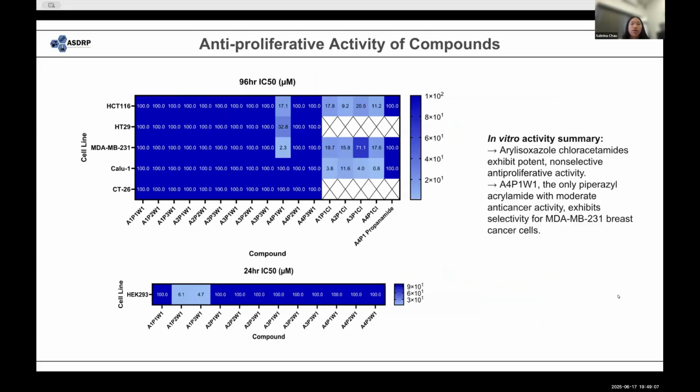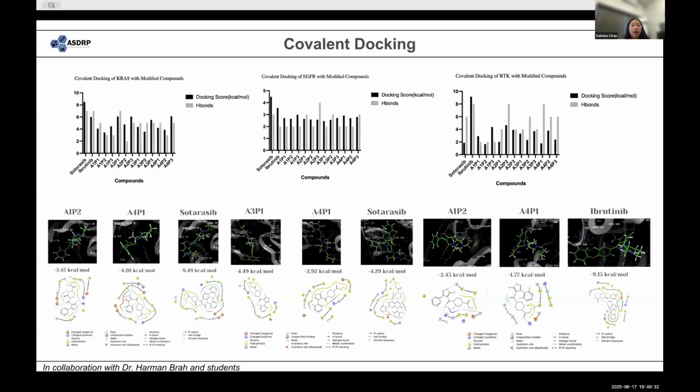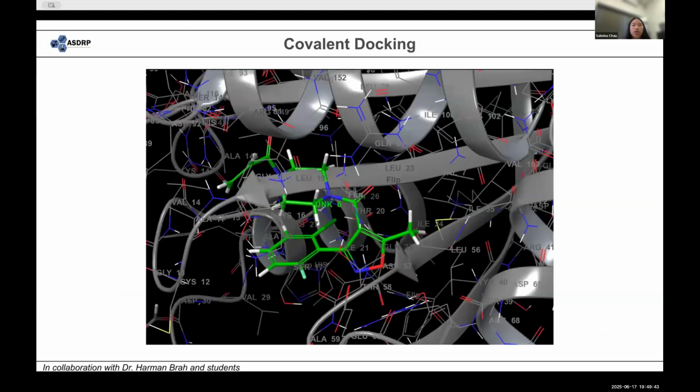So this is our heat map that summarizes all of our biodata, and here you can see that the aryl-isoxazole chloroacetamides exhibit potent, non-selective, anti-proliferative activity, and A4P1W1 exhibits selectivity for 231 cells. We also collaborated with Dr. Bra and students, where they have covalently docked our analog library with KRAS, EGFR, and BTK. Here is an image of A4P1 covalently docked to KRAS.